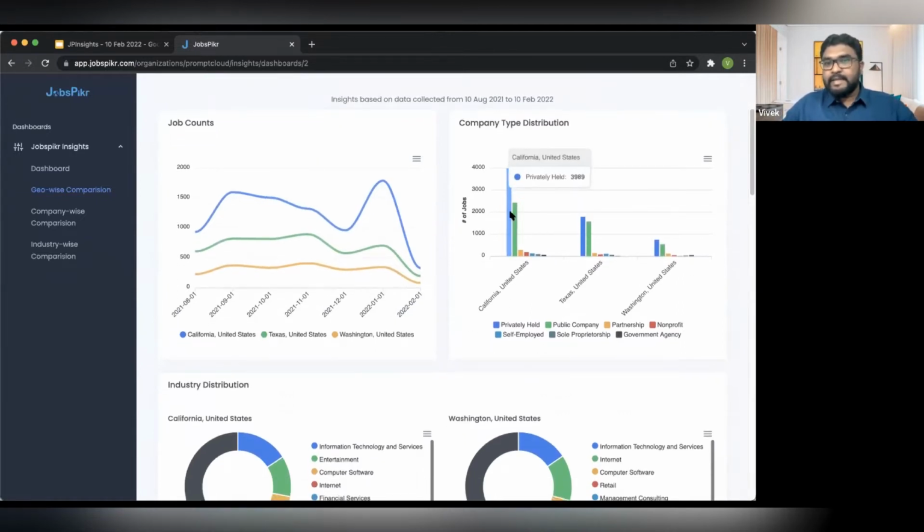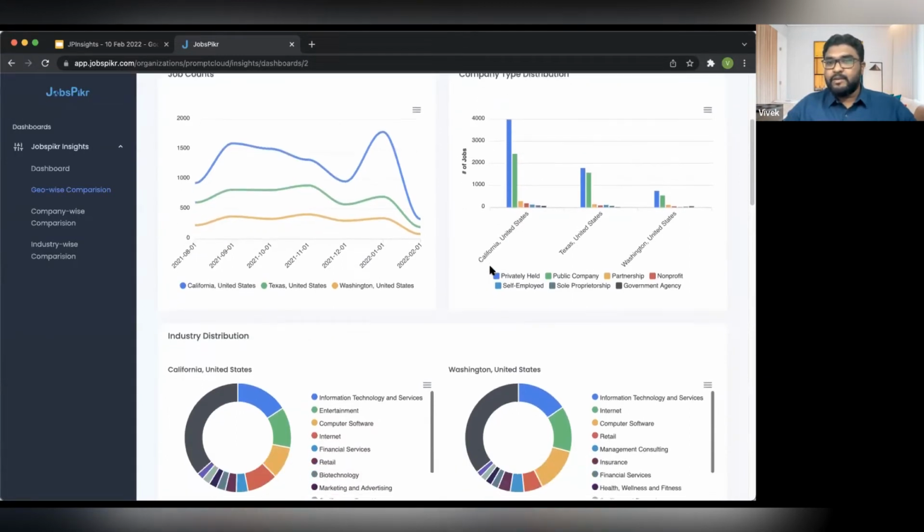Company size distribution. This would be important to understand what kind of companies we are looking at. Is there demand from smaller companies or larger companies? So in terms of your competition, what are we looking at?